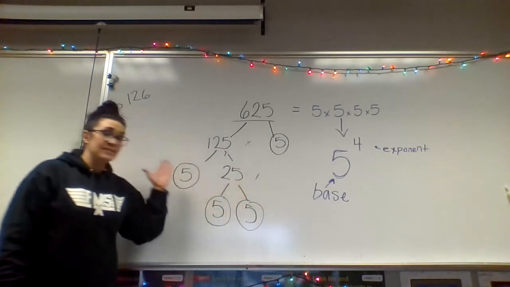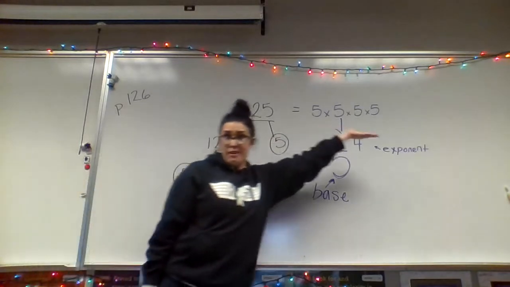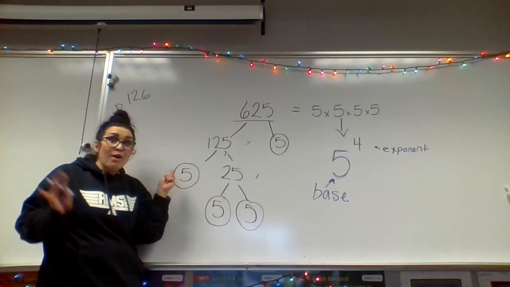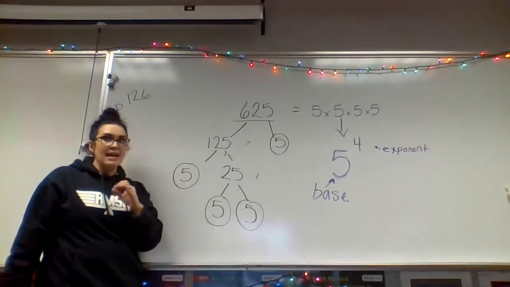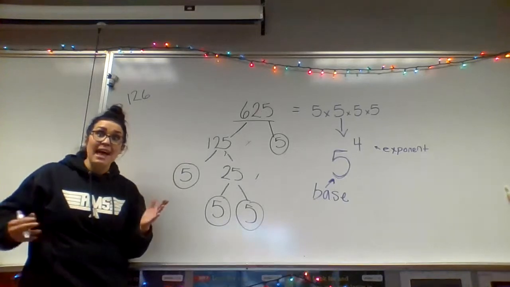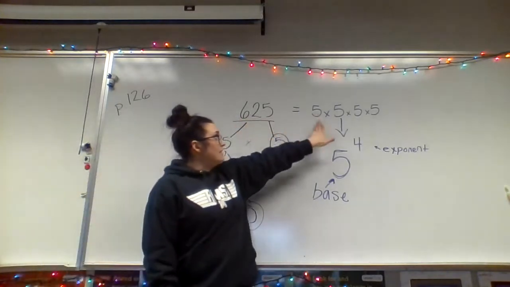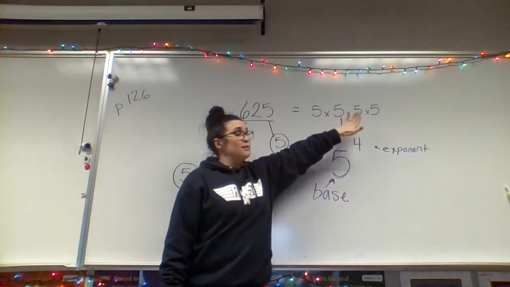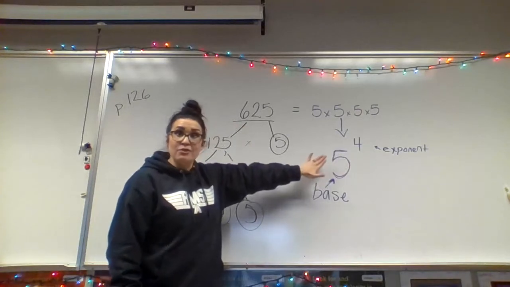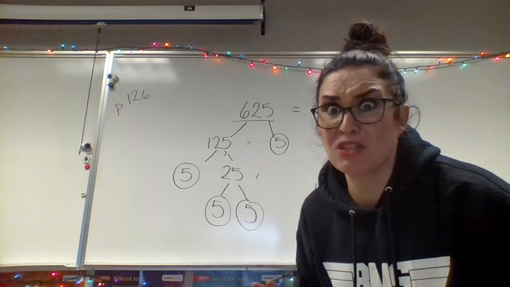So I noticed after I did my factor tree and got my prime factorization, that I could multiply 4 5s together and I'd get 625. So that's how I'm able to represent that as an exponent, correct? 625 is the same as 5 times 5 times 5 times 5, which is equal to 5 to the 4th power.